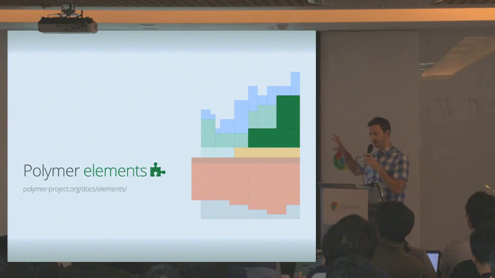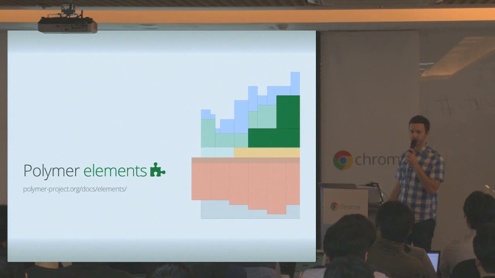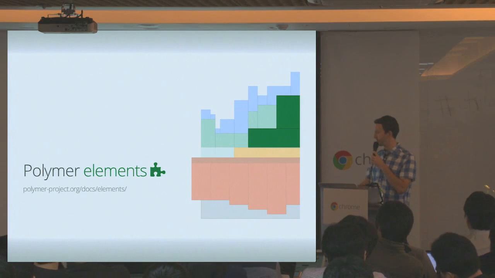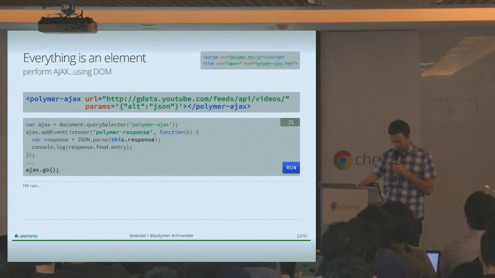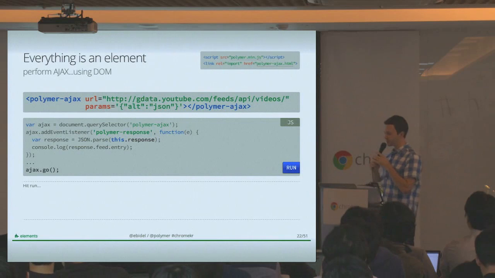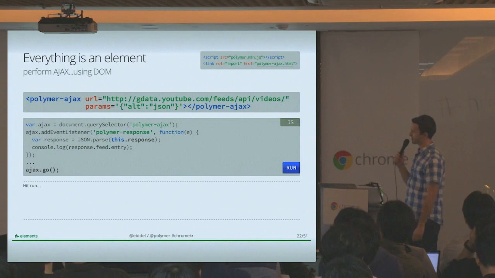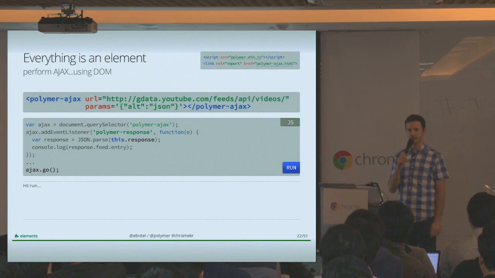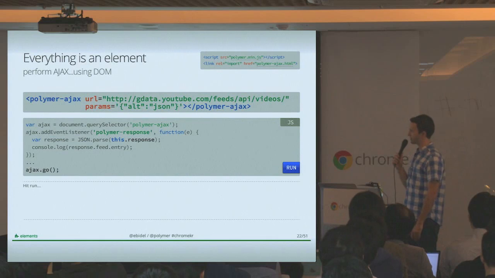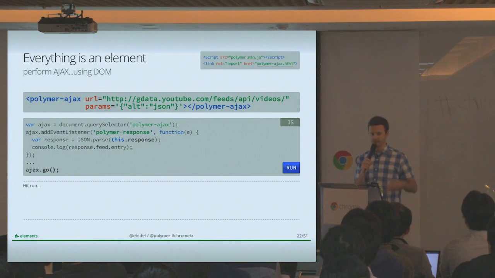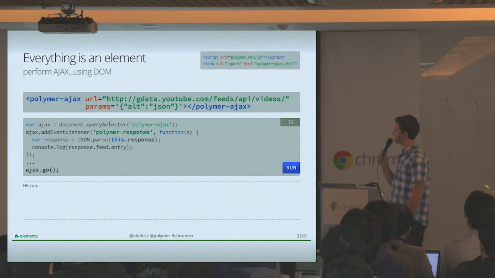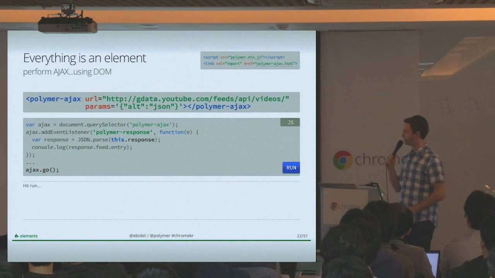So I want to invert that pyramid and start with the elements. I want to highlight this notion of the green area, which is embrace DOM, everything is an element. What does this actually mean? So the first thing that we have is this Polymer Ajax element. This is an example element that we've created. And so we can actually perform Ajax using DOM, using markup. What? That's crazy, but it's actually really, really powerful and really cool.